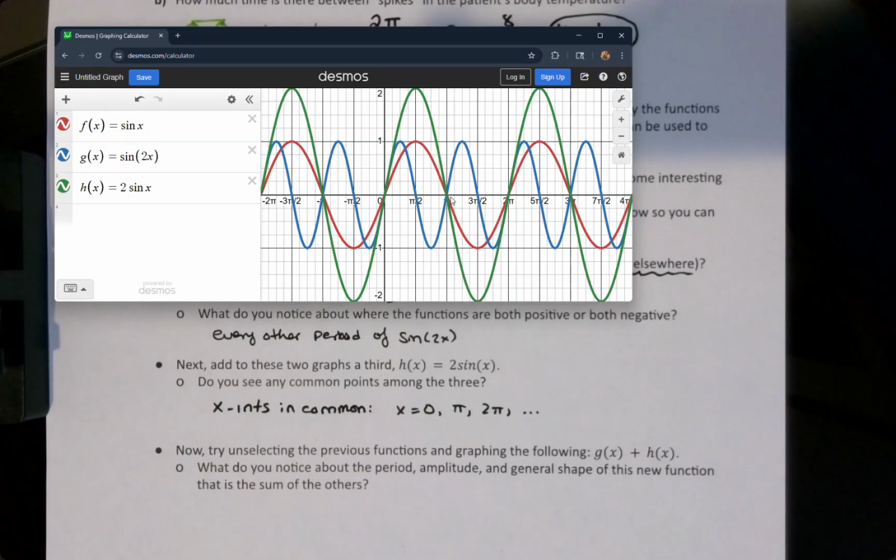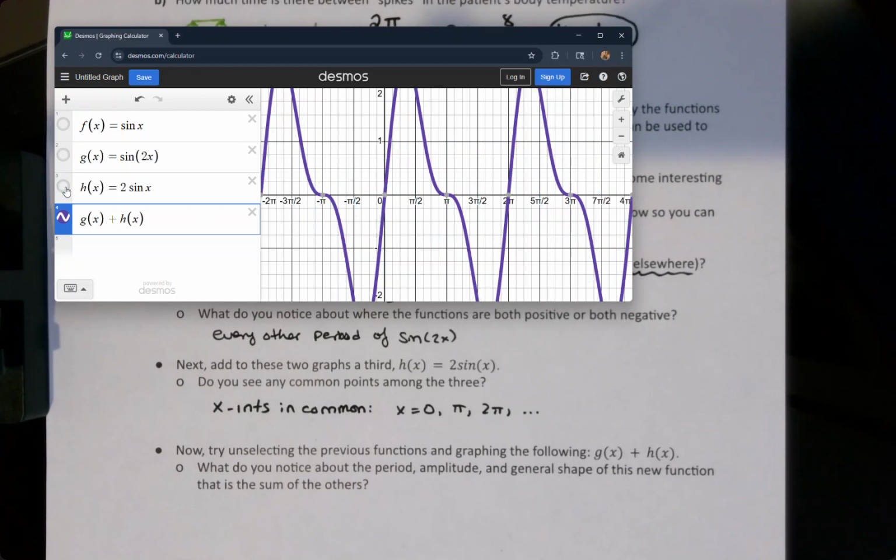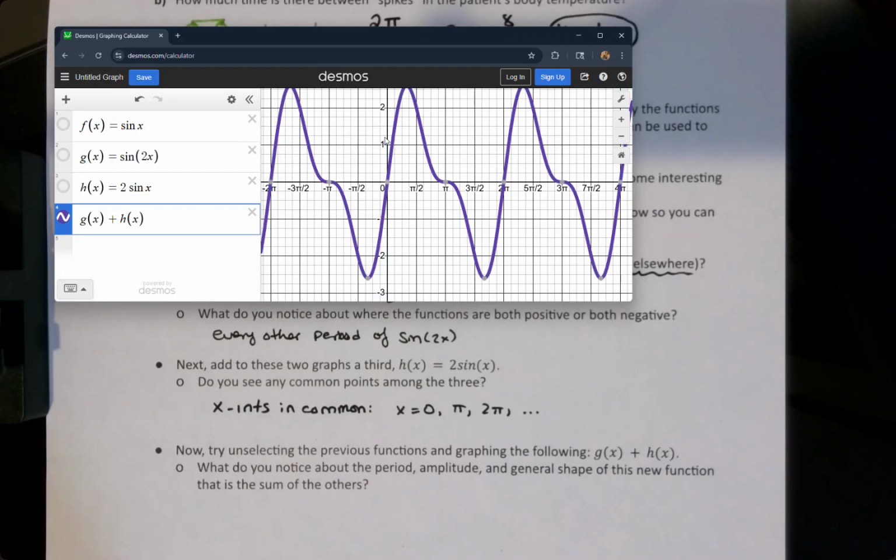Now try unselecting the previous function graphs and graph the following function, g of x plus h of x. So I'm just going to graph that and then unselect. So g of x plus h of x. Okay, so let's turn off these. And this is a graph of the sum. Let's zoom this out a little bit.